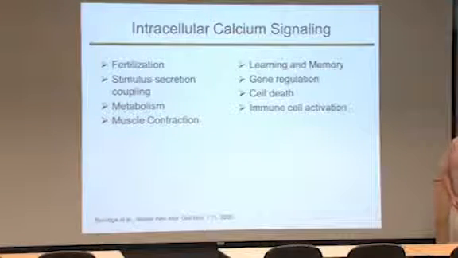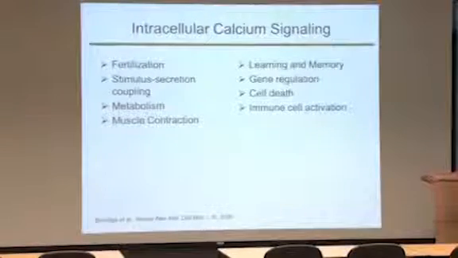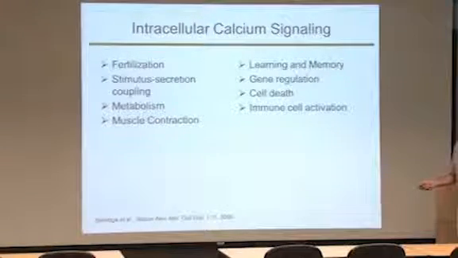So calcium signaling is used for a huge variety of purposes. It's one of the first signals that occur upon fertilization of the cell, and one of the last signals that occurs prior to cell death. And in between, you use calcium for things such as memory, gene regulation, regulation of metabolism, and my primary interest, muscle contraction.